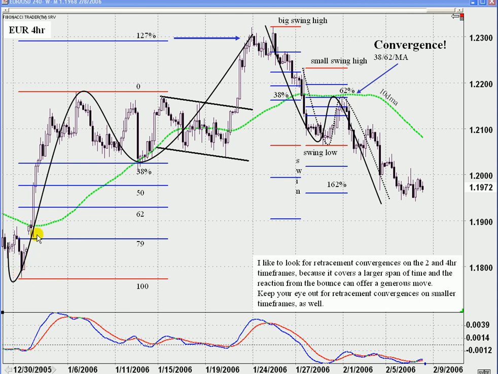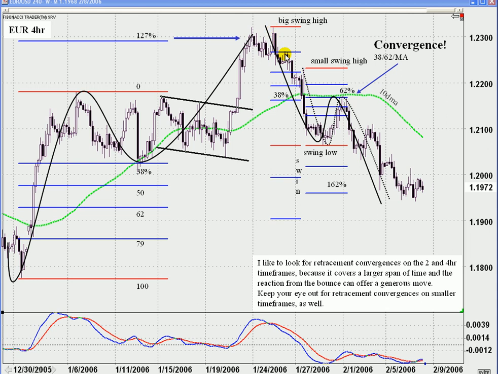First, we have this up leg. Price rallies, retraces 38% and 10-day moving average. It rallies quite nicely on this 4-hour chart, Euro 4-hour chart. It actually rallies over 100 pips, consolidates, then moves up to 127% extension. That's the upswing. But we're looking at the downswings.